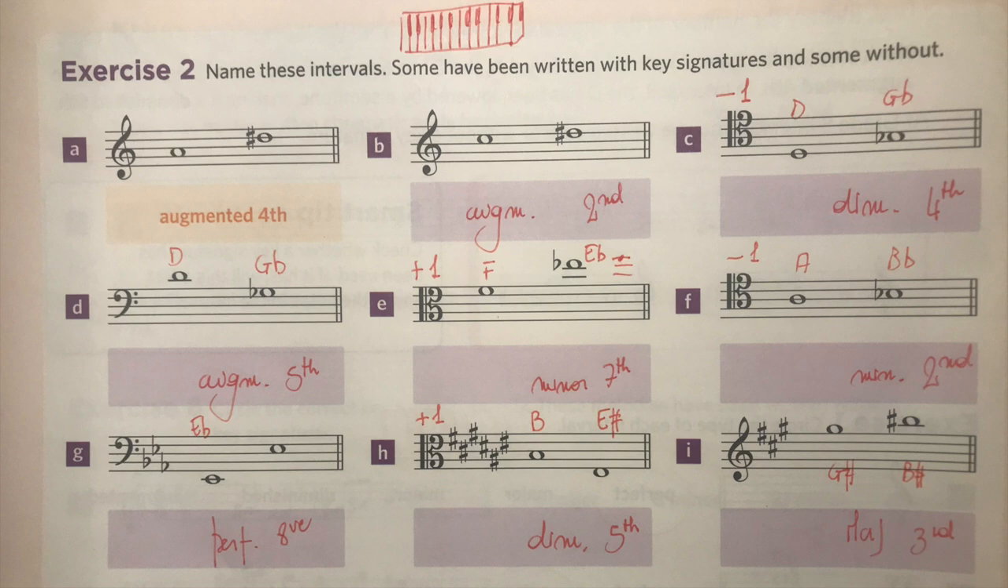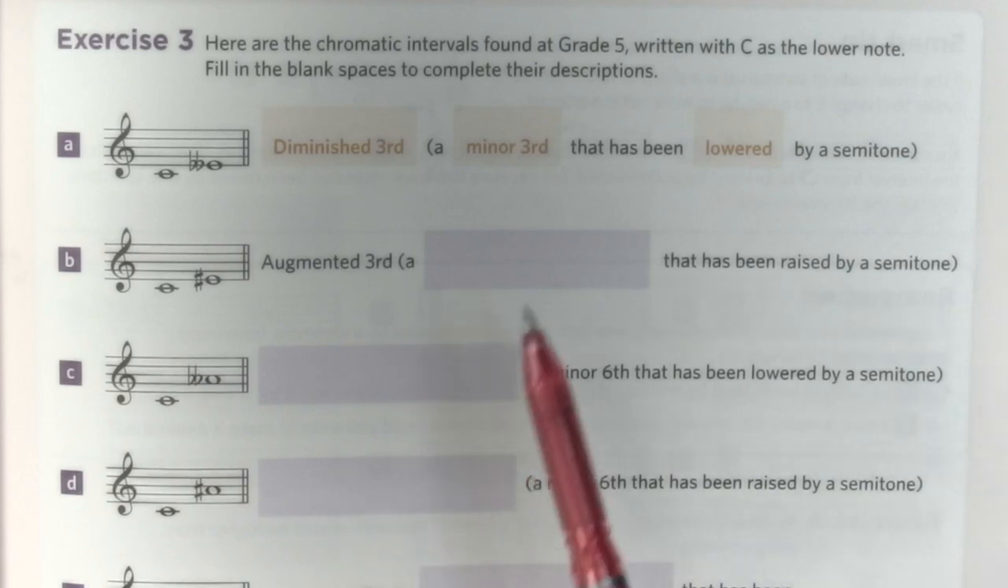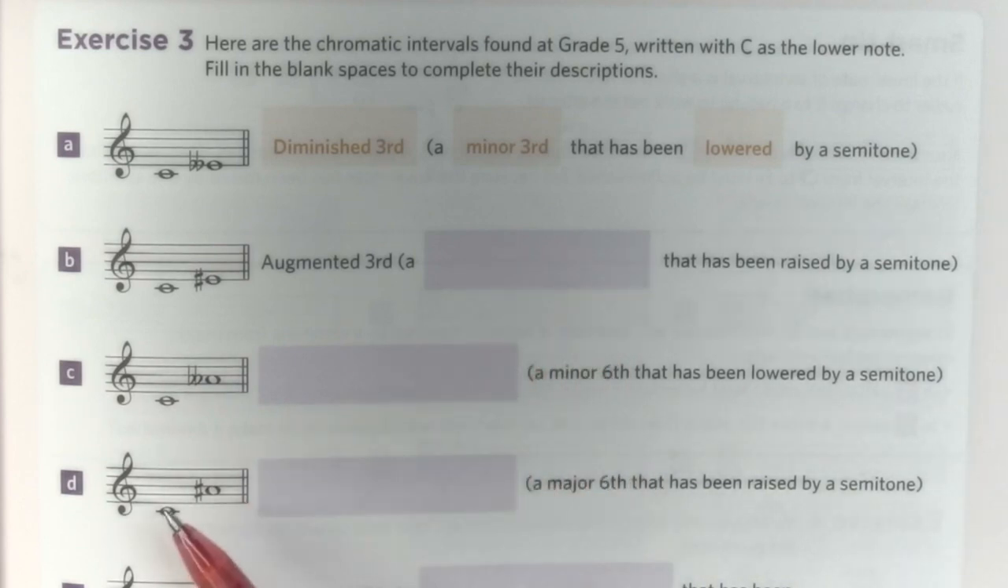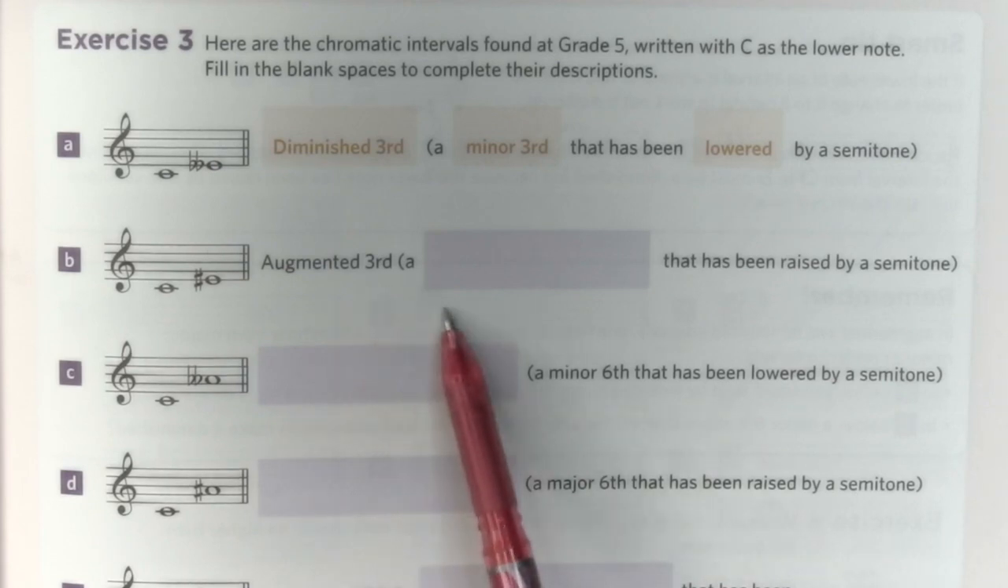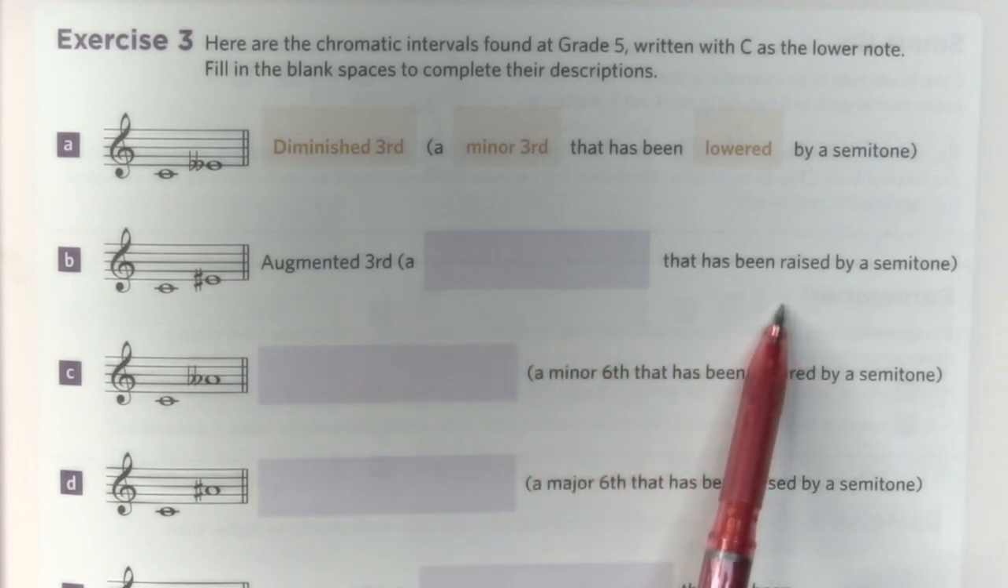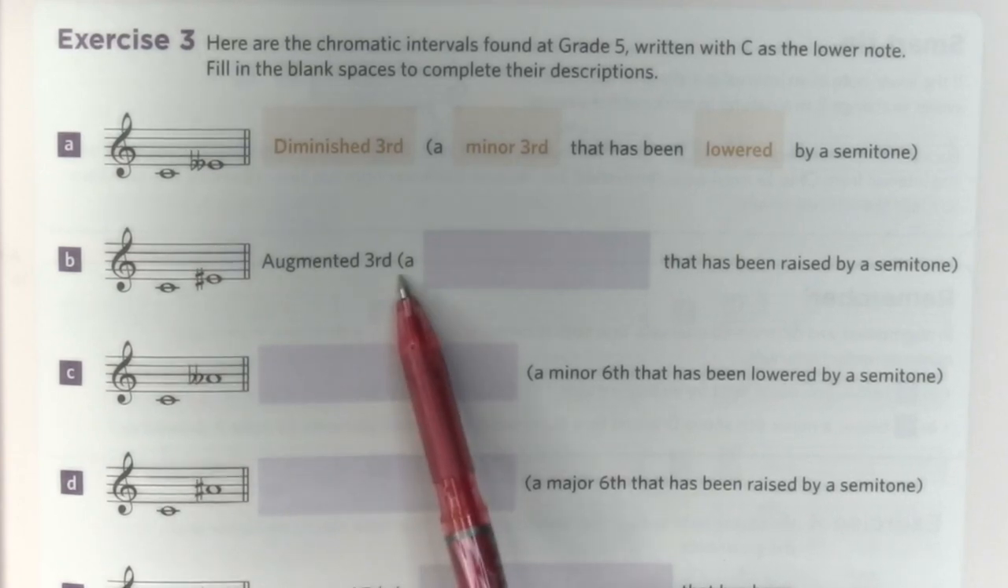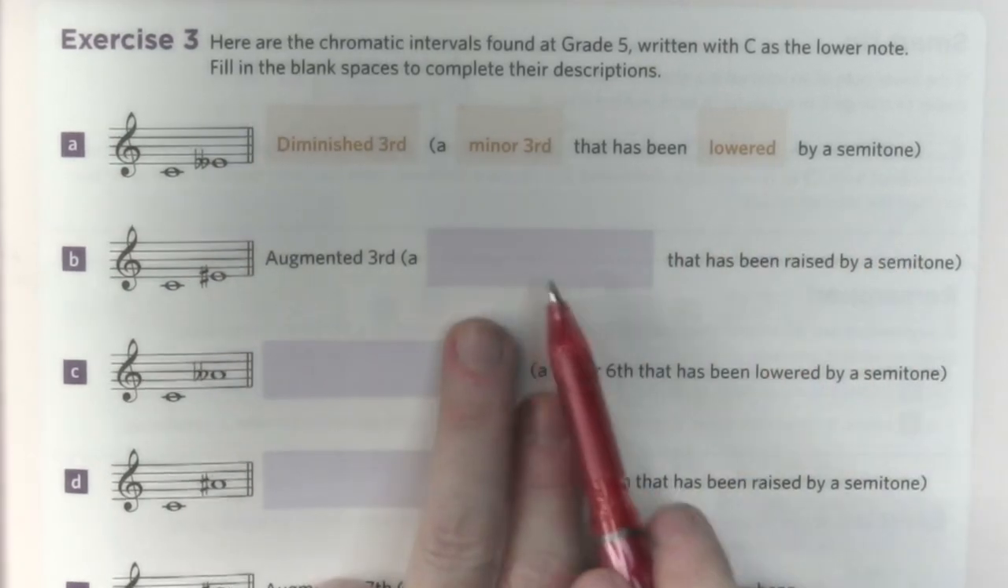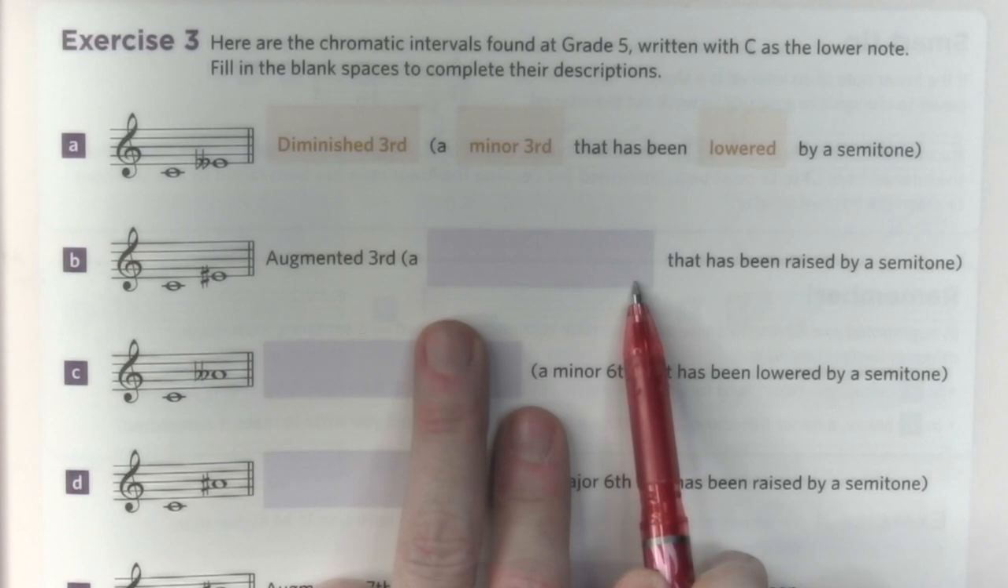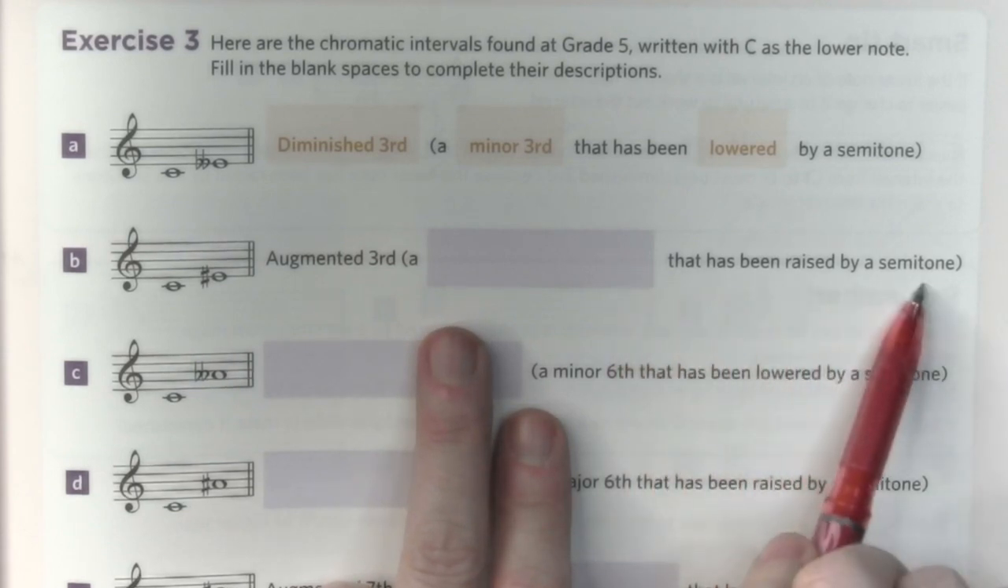Sorry about it. Okay, here we have to do the same exercise as before, using the chromatic intervals and explaining the passages. So, an augmented third is a major third that has been raised by a semitone.